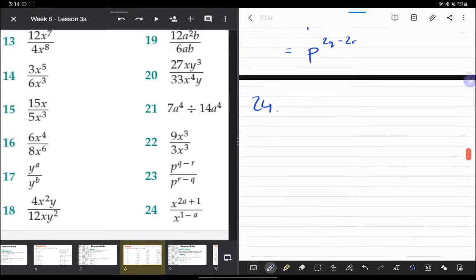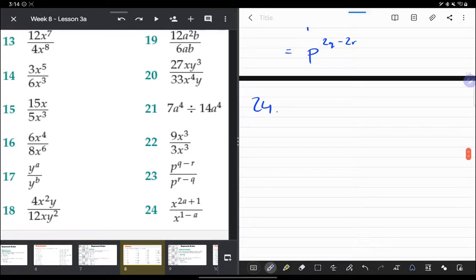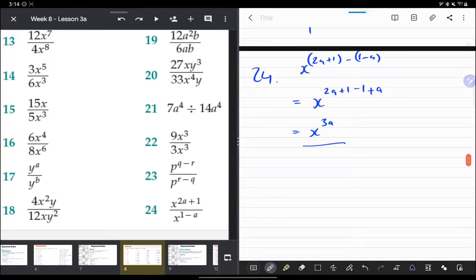24. So same thing. 2a plus 1 minus 1 minus a. So this is why I do need the brackets, because then I don't want to mess up that negative sign. 2a plus 1 minus 1 plus a. Cool. So that is 3a. And yeah, just 3a. The plus 1 minus 1 makes it go away. It's plus 0. There you have it.